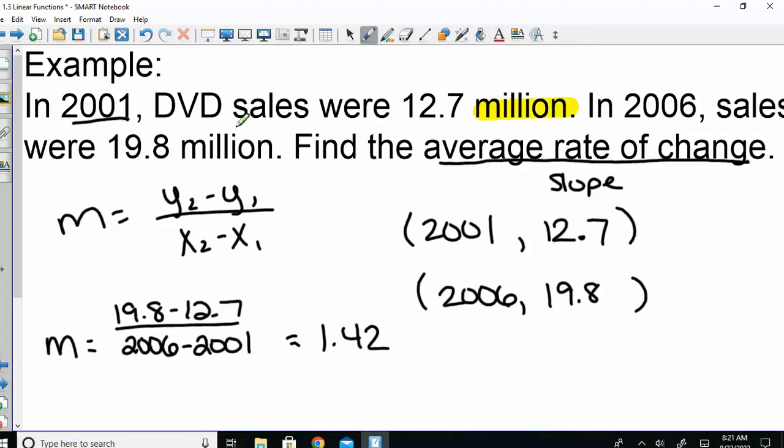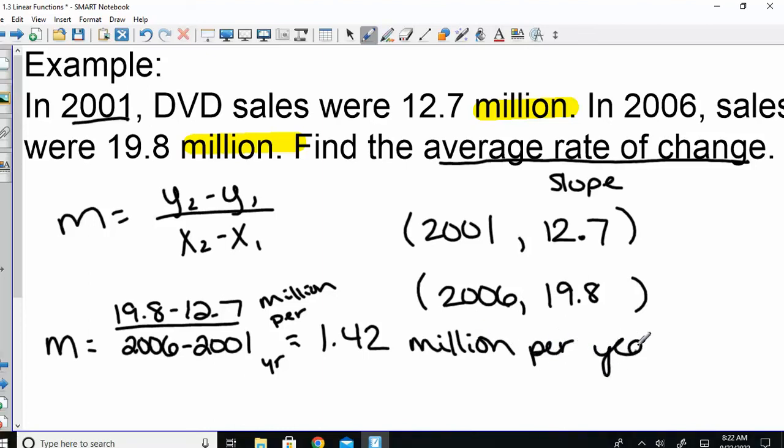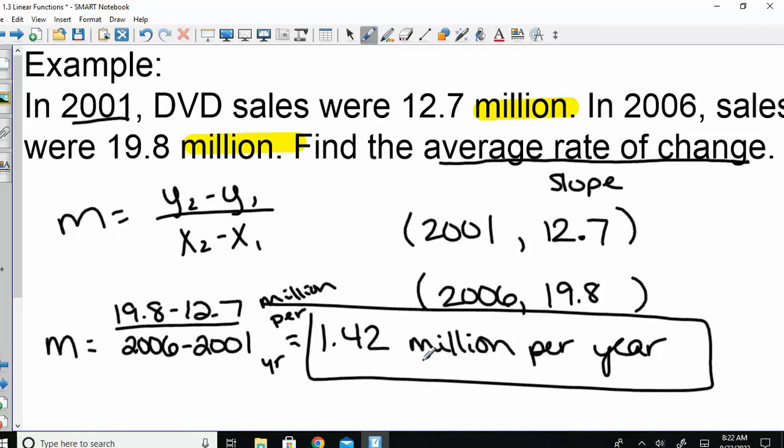Million DVDs. Million. Okay. So that's million. A division sign is your per. What are 2006 and 2001? So it went up 1.42 million per year. That's my average rate of change.